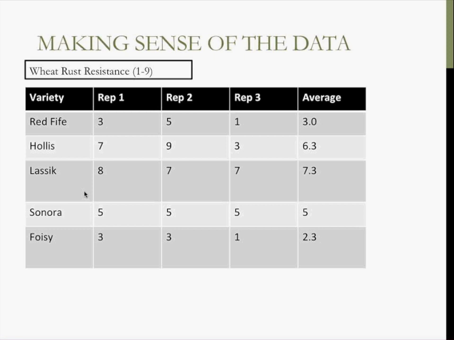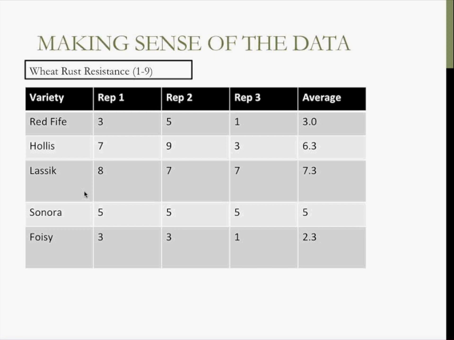Then after that was Hollis. Then after that, Sonora, then Red Fife, then Foisey. So that is a pretty straightforward way to get a sense of your winners and losers in the trial.